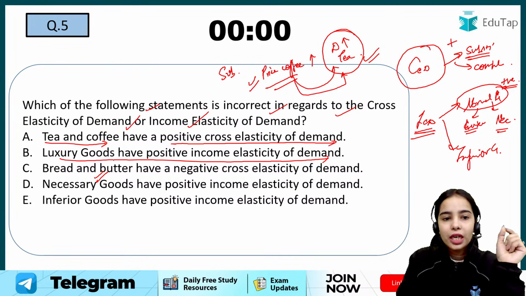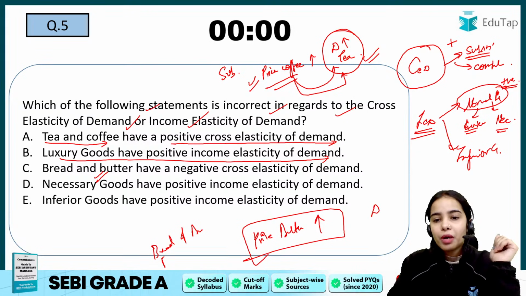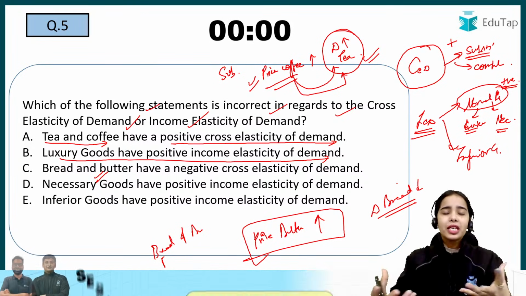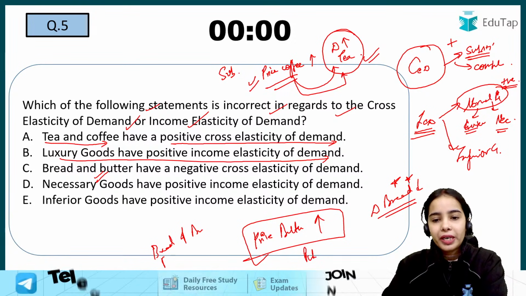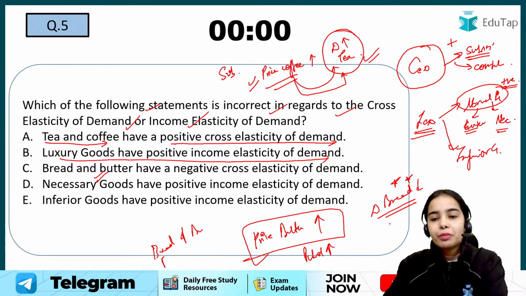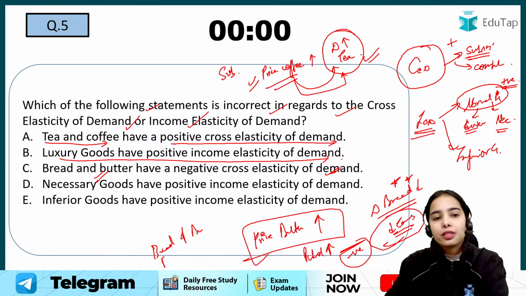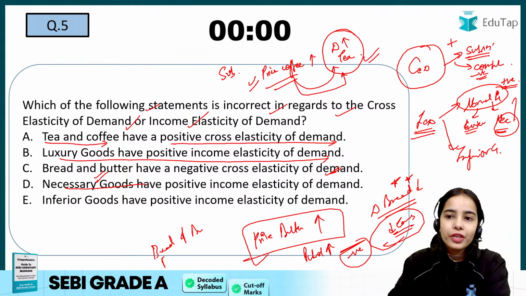Bread and butter are complement goods. If the price of butter is increasing rapidly, the demand for bread might decrease, because if people eat bread with butter only and butter becomes very expensive, many of the people will start consuming less bread. Like petrol prices, if petrol prices are increasing, the people will demand fewer cars. So they have negative cross elasticity of demand. The complement goods have negative cross elasticity of demand. Necessary goods have positive income elasticity of demand.